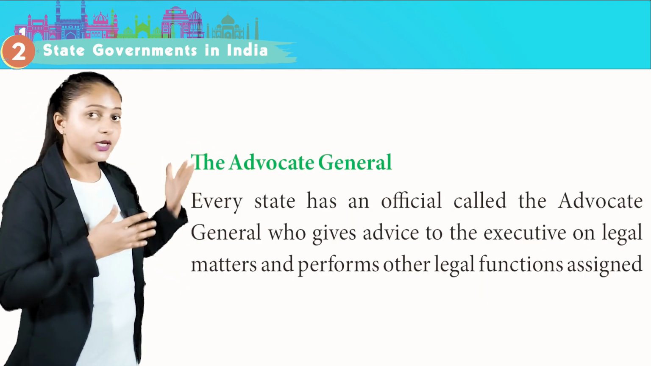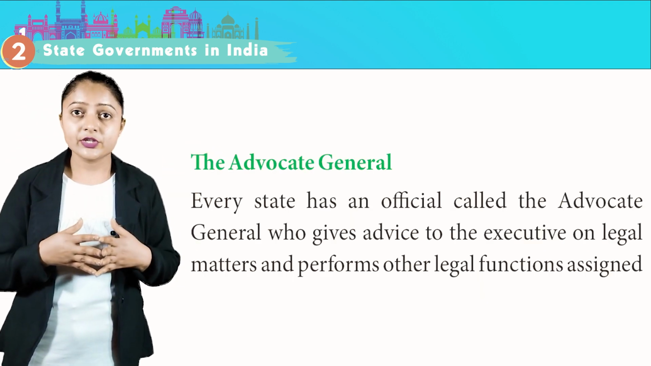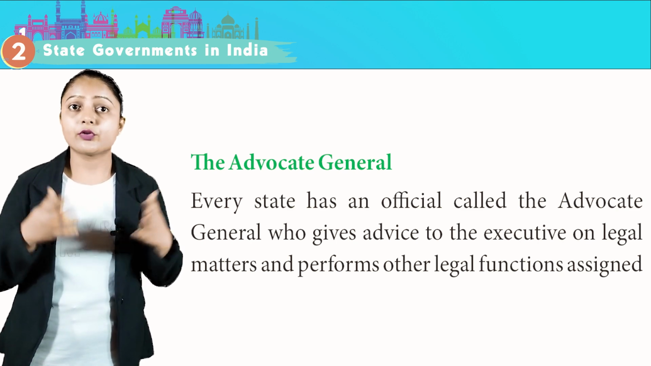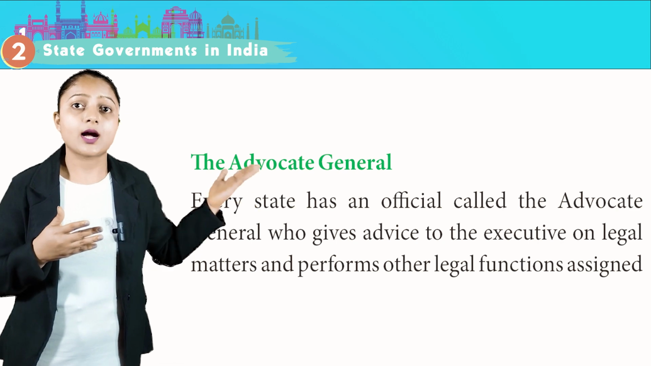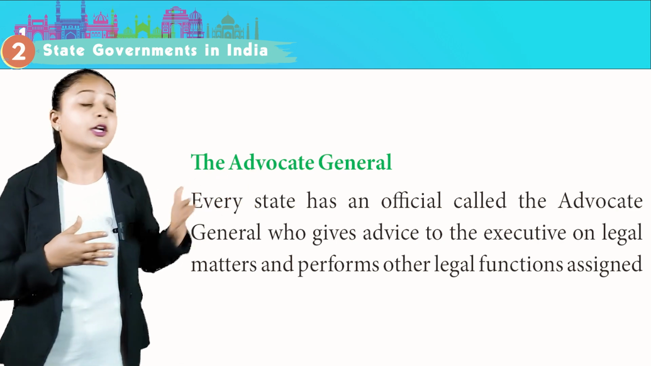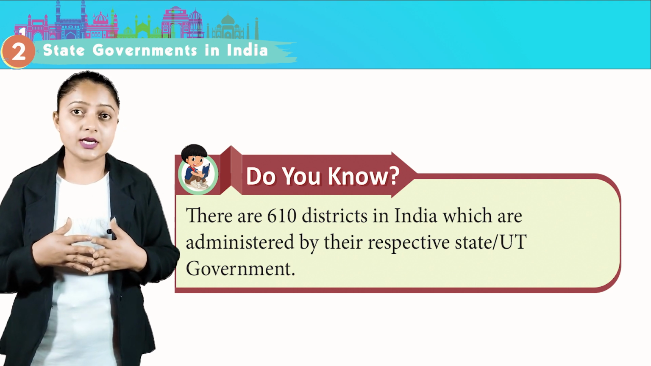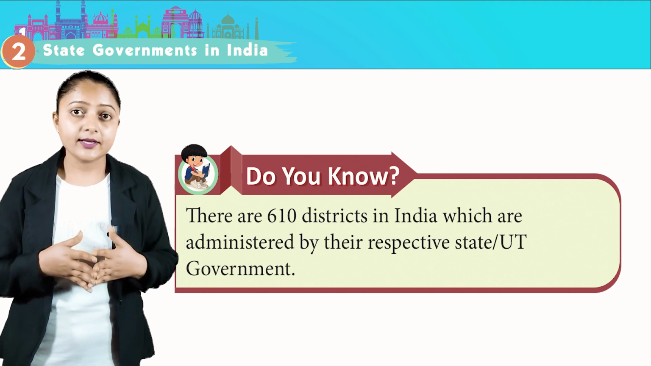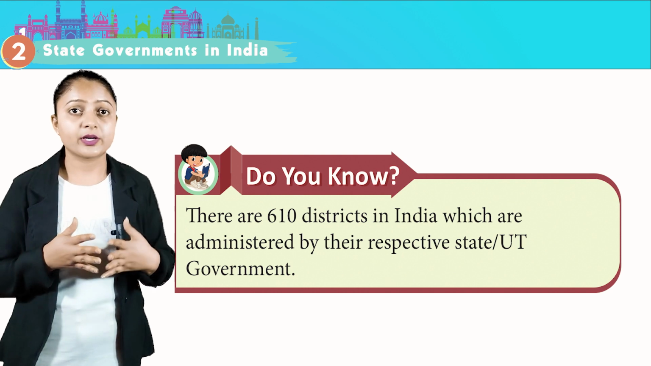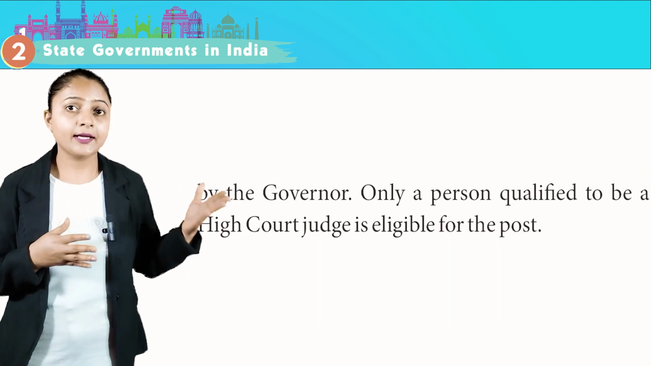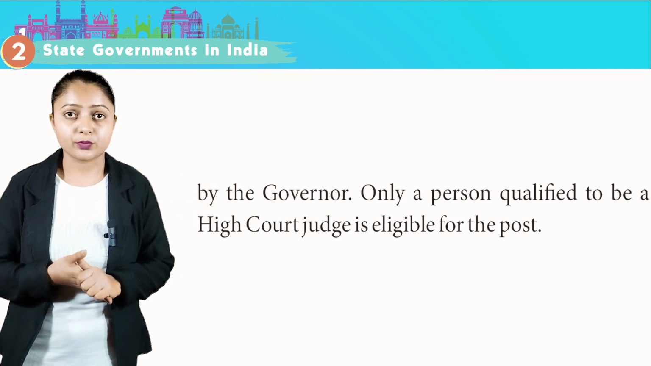The Advocate General. Every state has an official called the Advocate General who gives advice to the executive on legal matters and performs other legal functions assigned. Do you know? There are 610 districts in India which are administered by their respective state UT government. By the governor, only a person qualified to be a high court judge is eligible for the post.